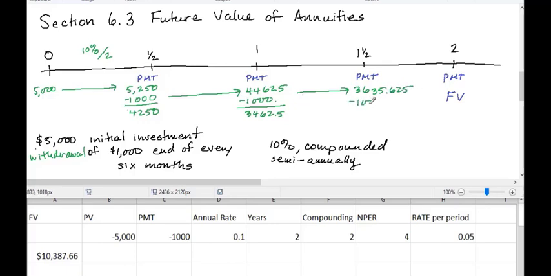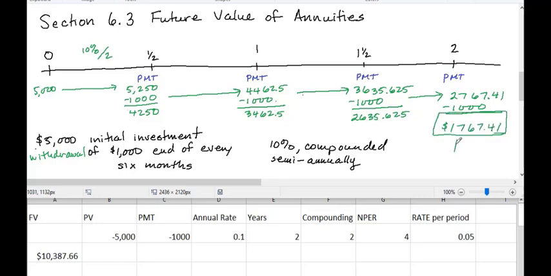$3,635.625. I make a $1,000 withdrawal, which leaves me $2,635.625. And then for my last 6 months, the $2,635.625 with interest becomes $2,767.41. I take out my last $1,000, which leaves me a balance of $1,767.41. That is my future value. It's the amount in the account on the last day, the same day that I made my last payment.